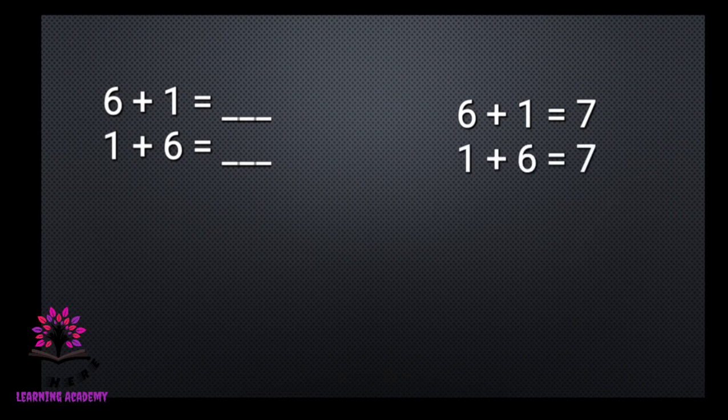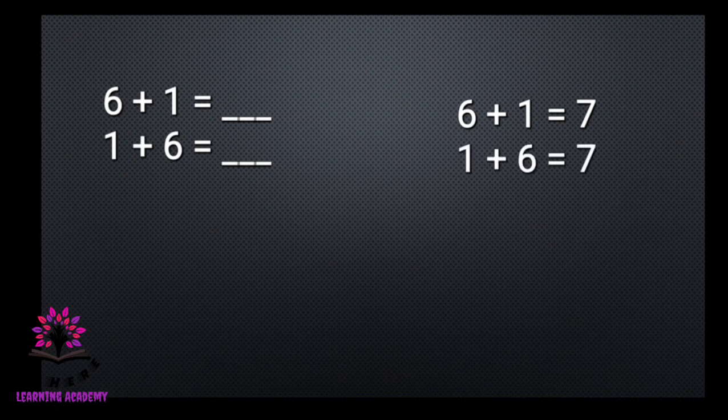6 plus 1 is equal to how much? 6 in the mind, 1 in the hand. After 6, it is 7. Now let us reverse it. It was 6 plus 1. After reversing it becomes 1 plus 6. So 1 in the mind, 6 in the hand. After 1, 2, 3, 4, 5, 6, 7. So the answer is 7.